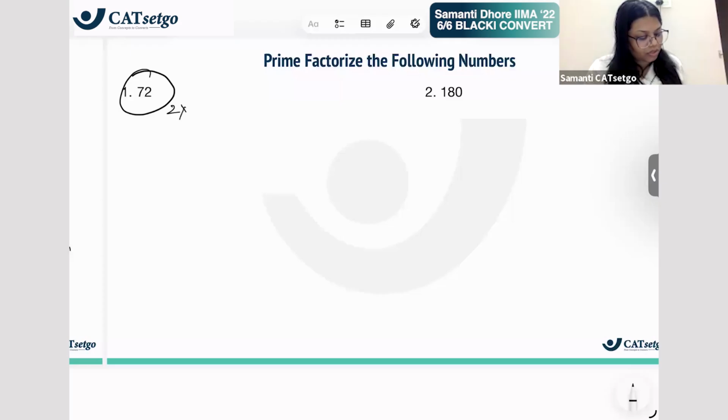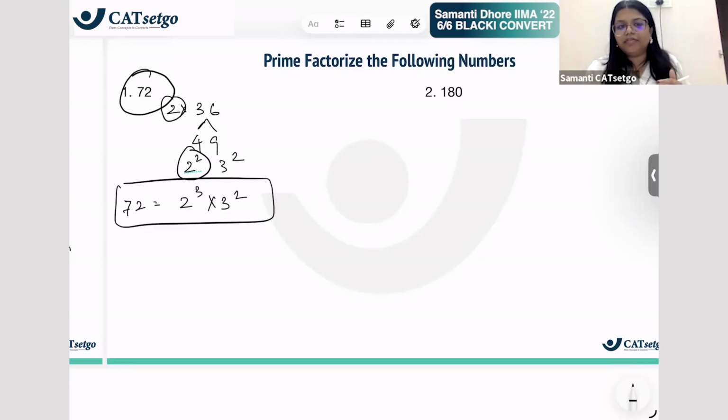72 can be written as 2 into 36. And this is nothing but 4 times 9. If we write it out, 2 square and 3 square come out. So overall 72 is 2 cube into 3 square. Yes, give me a thumbs up if you have clarity on this. Similarly, ideally you can keep forming this forest of prime factors, right? 2 into 36, then 36 is 2 into 18, then 18 is 2 into 9. You can go on like this. This is the shortcut I took.